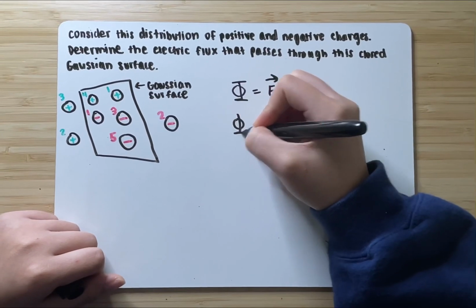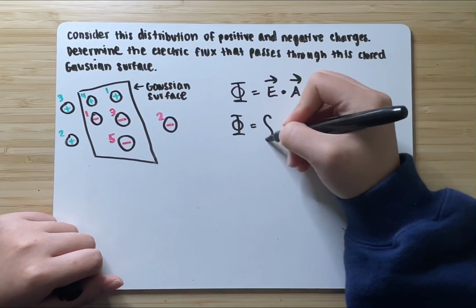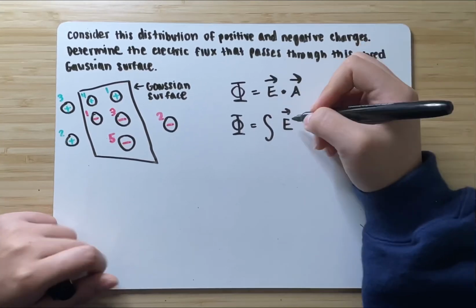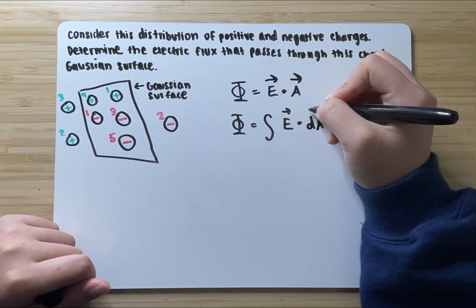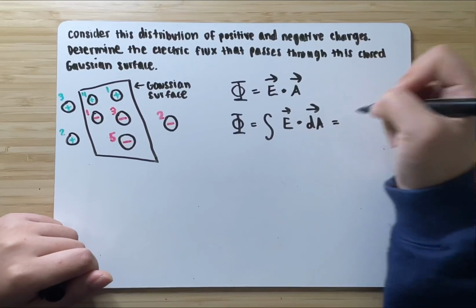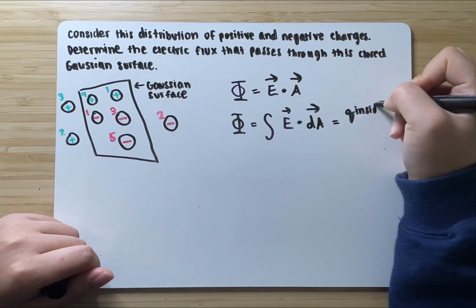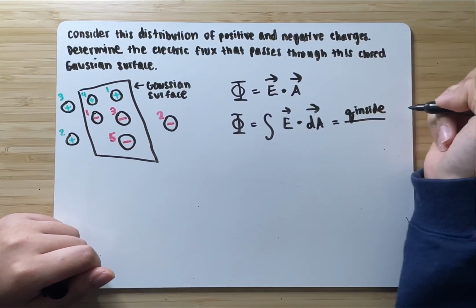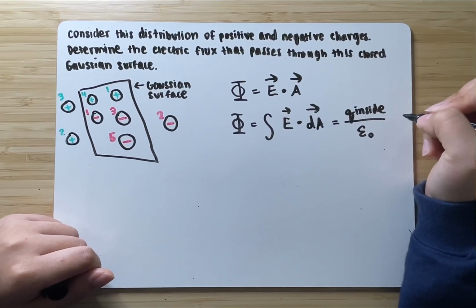But we also can write the equation to find flux as the integral of the electric field vector times dA, the derivative of the surface area, which basically means that you want to find the charge of whatever is on the inside and divide that by epsilon naught, okay?